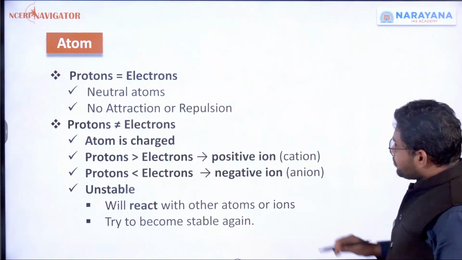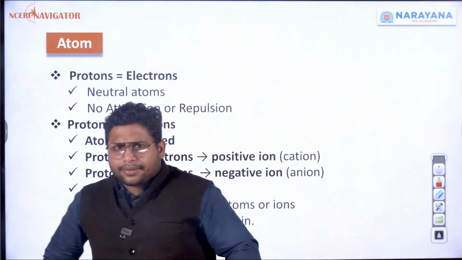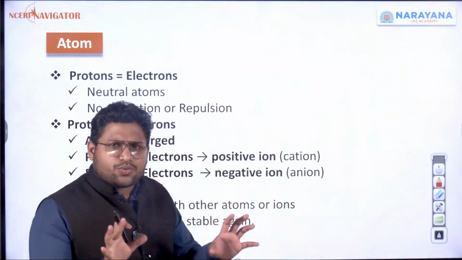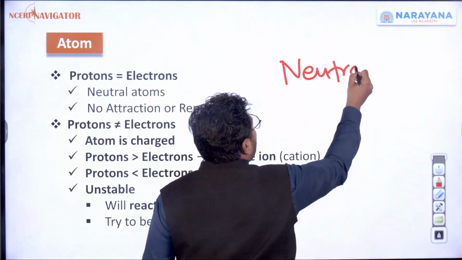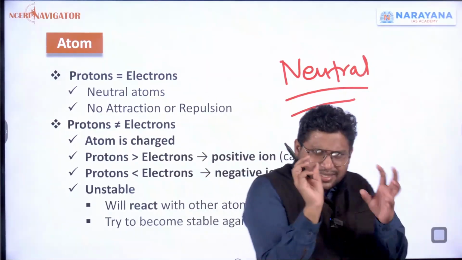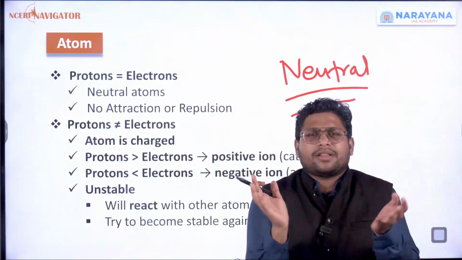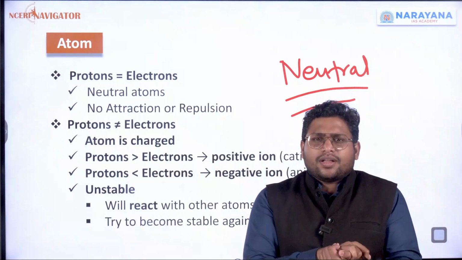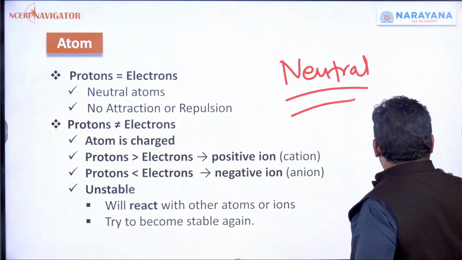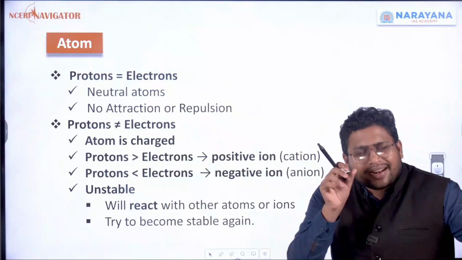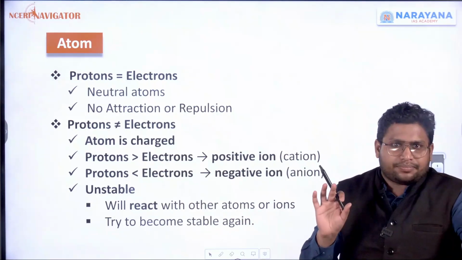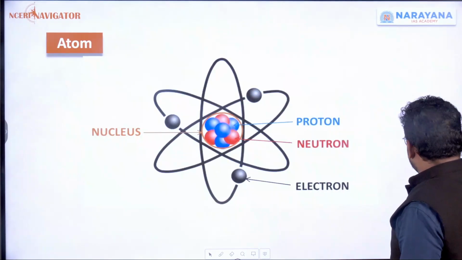Now see, if you look at any atom in a normal situation, when we are saying this atom is neutral, that means it is an atom which is very stable. We will see that the number of protons and number of electrons in that atom will be the same. So let's go back to this slide.